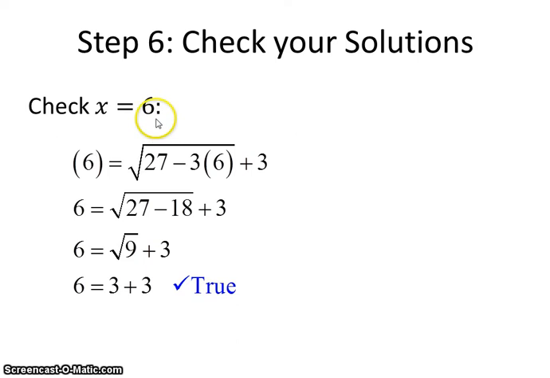So I'm going to check x equals 6, plug it in everywhere where we see an x in the original. I get 6 equals the square root of 27 minus 3 times 6, and then a plus 3 outside of the square root. Doing a little simplifying here, we get 27 minus 18 inside of the square root, which is 9, and the square root of 9 is 3. So we get 6 equals 3 plus 3. That is true. Therefore, x equals 6 is a solution to our equation.